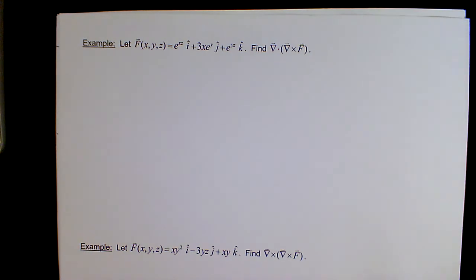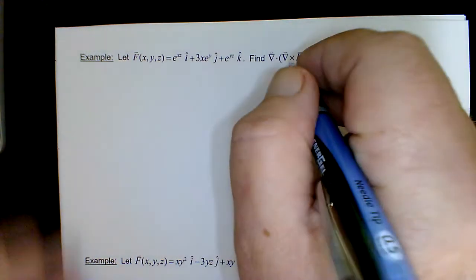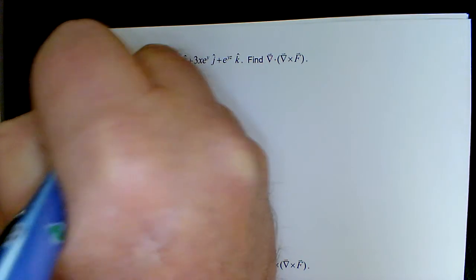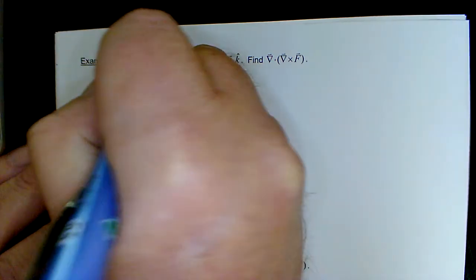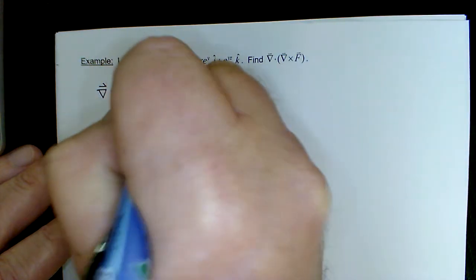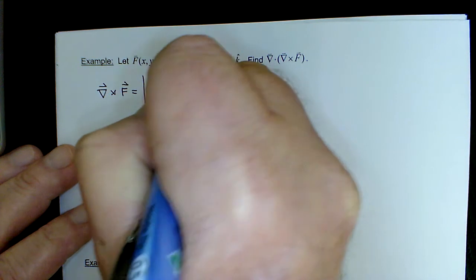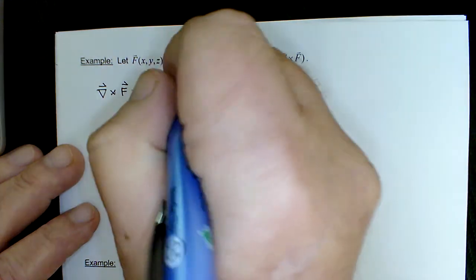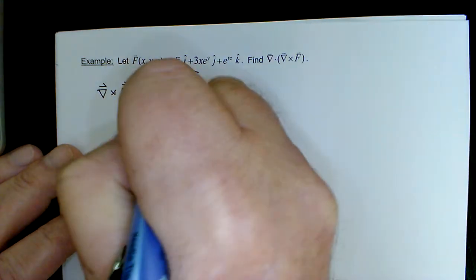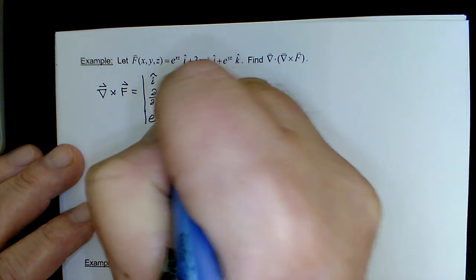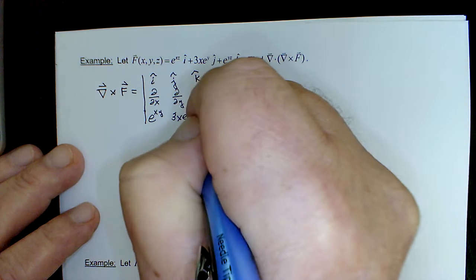And now we're just given one function, vector field, and we want to find del dot del cross f. So we'll start from the inside again. Del cross f, 3 by 3 determinant for cross product. Remember i, j, and k in the first row, del, the operator, partial with respect to x, partial with respect to y, partial with respect to z for the second row, and then f goes in the third row. That's e to the xy, 3x, e to the y, and e to the yz.